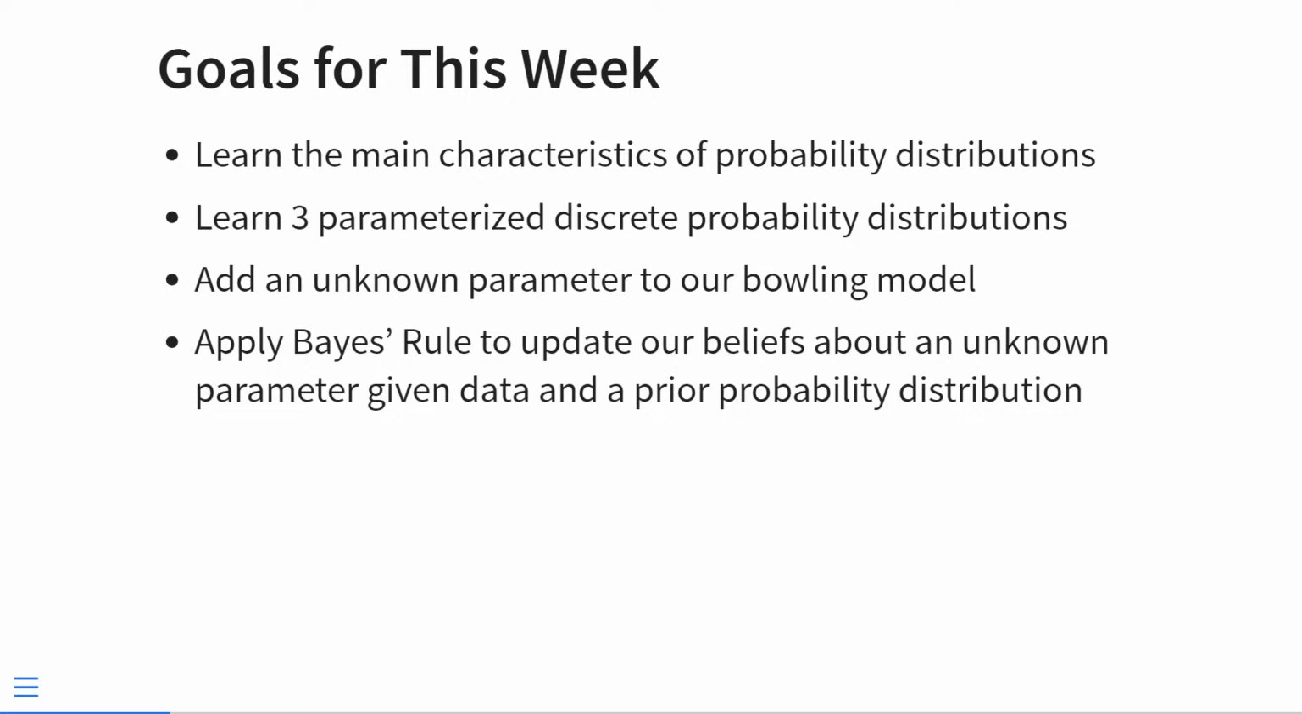Those have parameters in them. So we want to talk about what that means. Then we're going to add an unknown parameter to our bowling model, and then apply Bayes' rule in the context of bowling to update our beliefs about this unknown parameter given some data and a prior probability distribution. So we want to actually learn how to use Bayes' rule the Bayesian way.